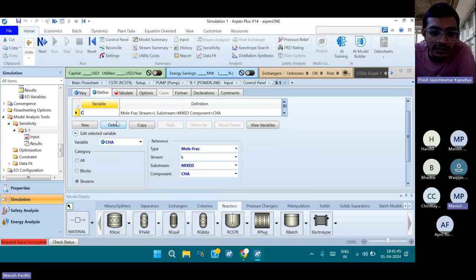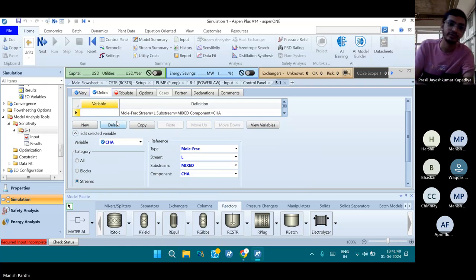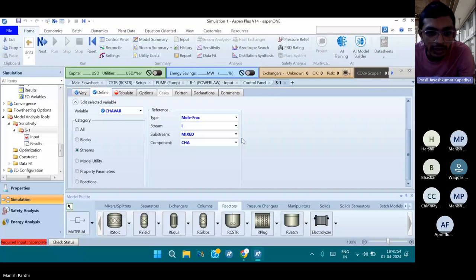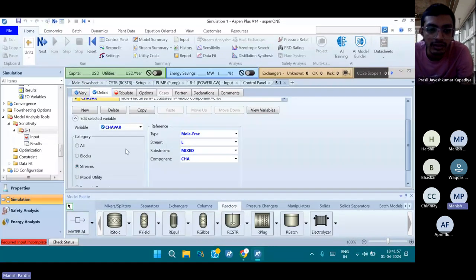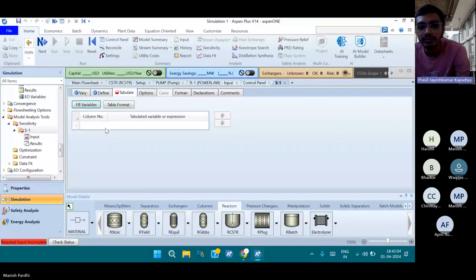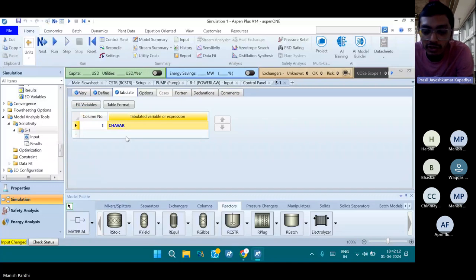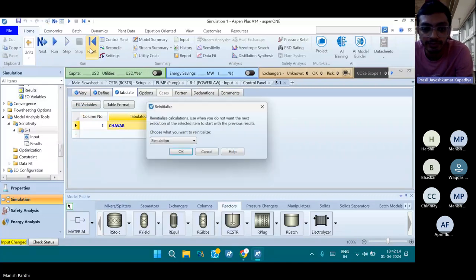Whatever you feel is correct. CHA variable. Okay, CHAV. It's fine. Now go to tabulate. Tabulate, fill variable. Yes, do it. Okay. Now run. Reset your simulation first and then run it.